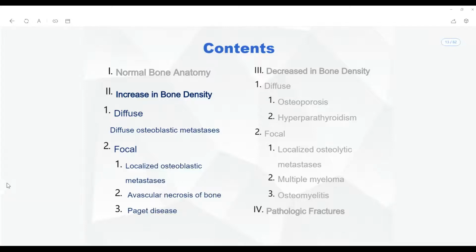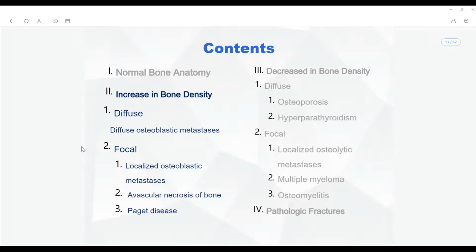Last time we came to understand that the bone has a cortex, a medullary cavity, and the cancellous or spongy part of the bone, which is actually the one determining the density through the presence of the trabeculae, right? So that is what is called the bone density.